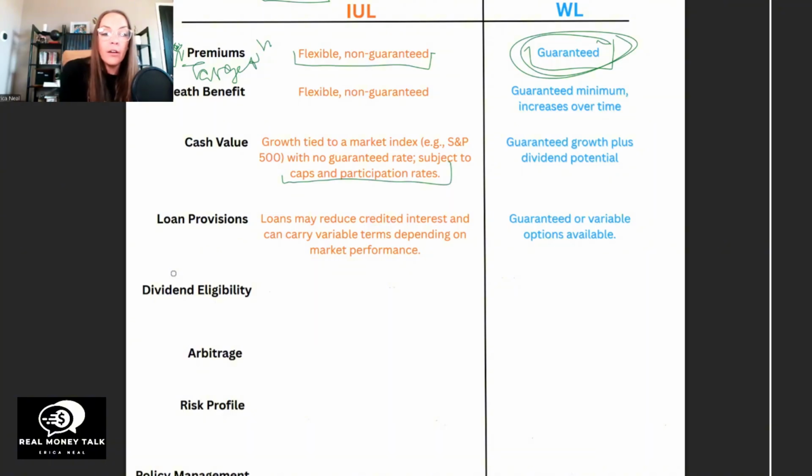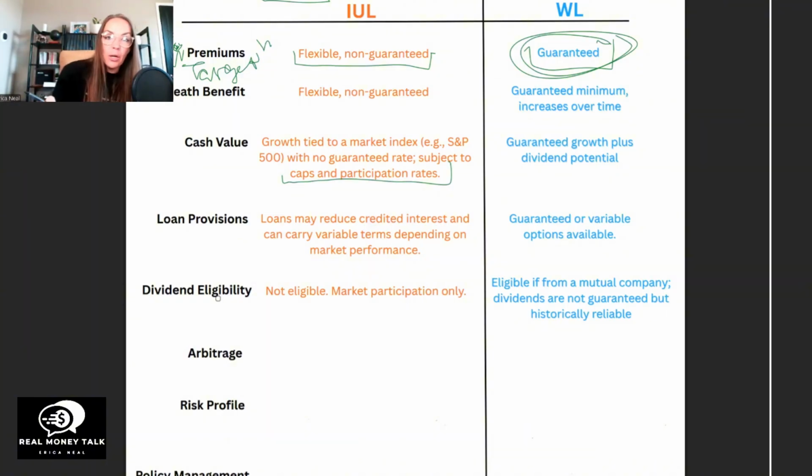With an IUL, there is no dividend eligibility. Your cash value and the earnings that you're getting on that cash value are related to your index, whatever you're invested in, and your floor and your ceiling. That is the only growth that is credited to the account. With a whole life policy, like I mentioned, as an IBC authorized practitioner, we only use whole life policies that are issued by A-rated, mutually owned, dividend-paying companies. So yes, you are eligible if it's from a mutual company. Again, those are the only ones that I use for whole life.